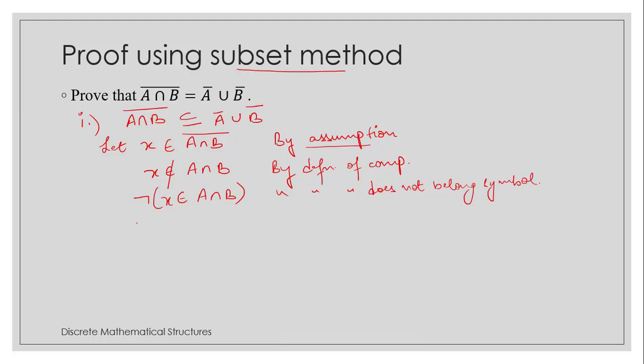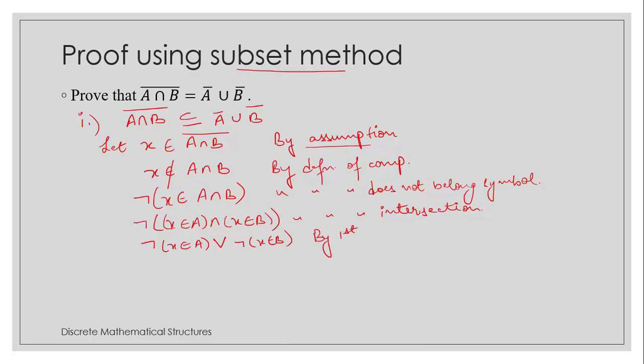Now this can further be written as negation of (X belongs to A and X belongs to B). This is by definition of intersection. This can be further converted into negation of (X belongs to A) or negation of (X belongs to B). This is by using first De Morgan's law for propositional logic.